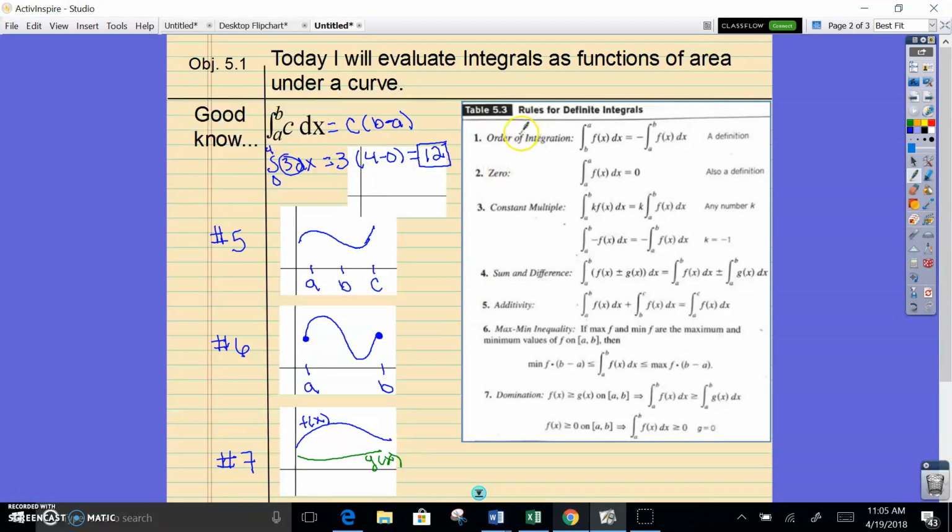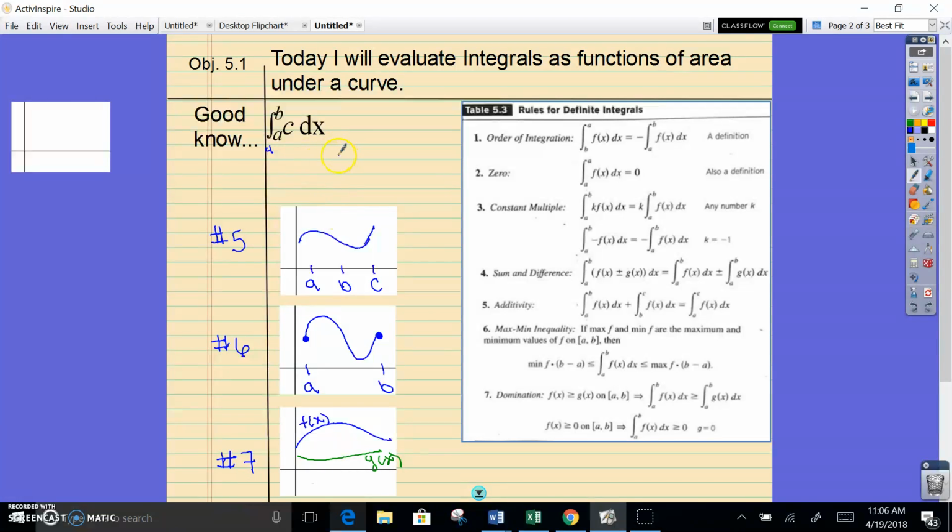Now, the rules of integrals, we have here, first of all, the order of integration. If you notice, if we go from b to a, if we switch that order, your answer is going to be the same, but it's going to be the opposite. And we kind of know that already because if you switch directions, it's going to change the sign of your answer. So sometimes the answer is going to be positive and it will go to negative. Sometimes it would be negative and go to positive. Let me kind of show you what that means.